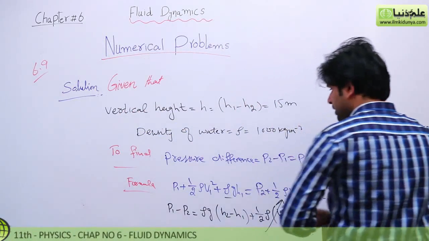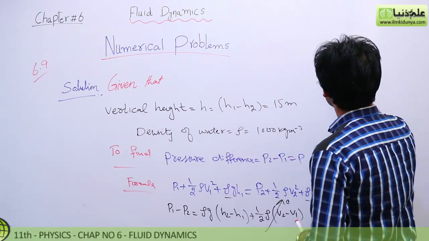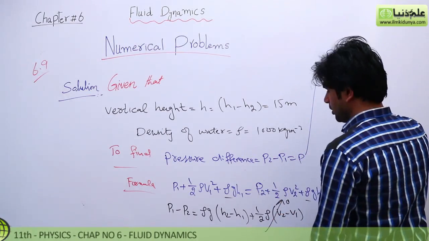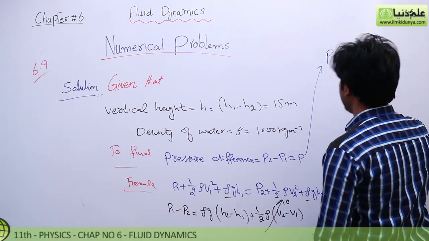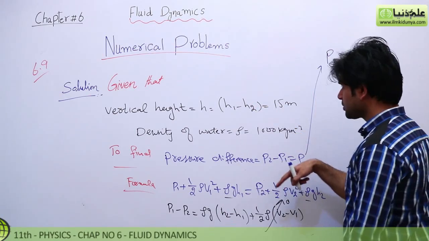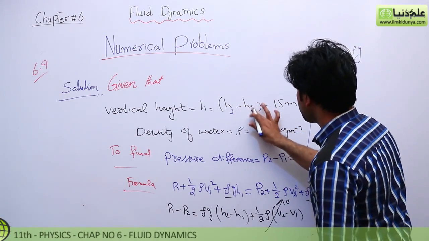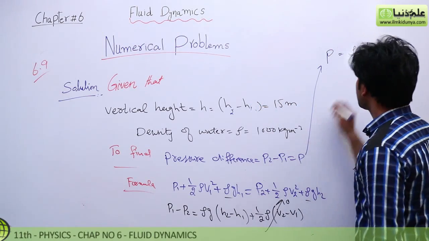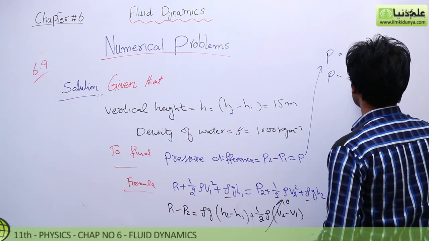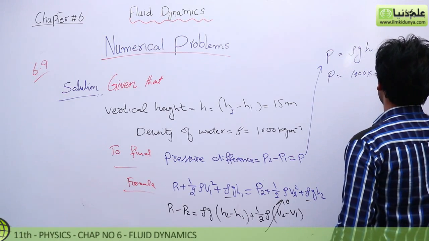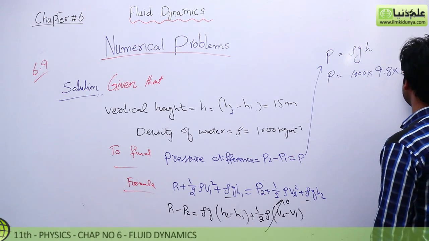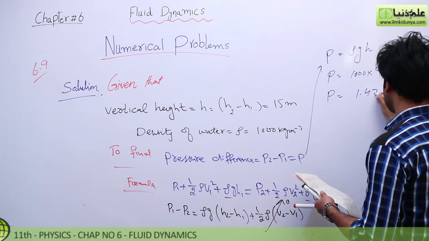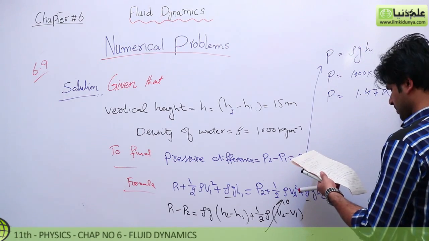Now the remaining side, we can write as the difference of pressure P, and on the other side we have rho G and the difference of heights H1 minus H2, or H2 minus H1, which is given as 15 meters, we write as H. So by substituting the values, rho is 1000, 9.8 meter per second square gravitational acceleration, and this is 15. When we multiply this, we have 1.47 times 10 raised to power 5 Pascal.